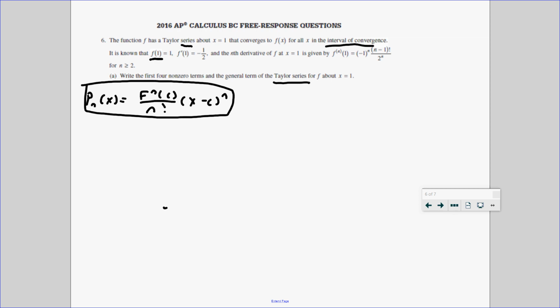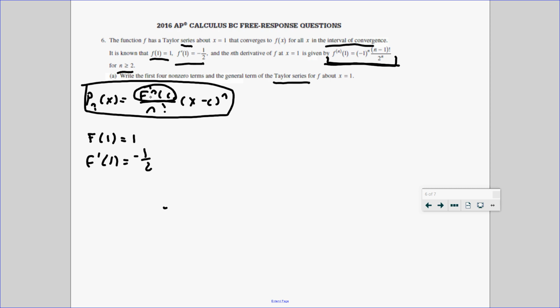Now, they tell us the value of the function at 1, and they tell us the value of the derivative. But for anything with a power greater than 2, we're told to use this formula. So this right here is generated by the equation that they give us. And that's all that really means for us. So the first thing we have to do is go ahead and list it out. f(1) is 1. They tell us that. The value of the first derivative at 1 is negative 1/2.